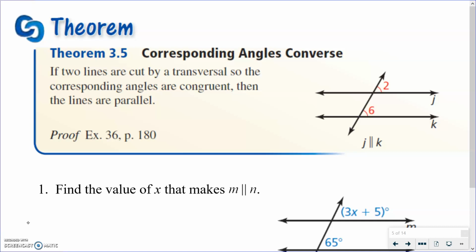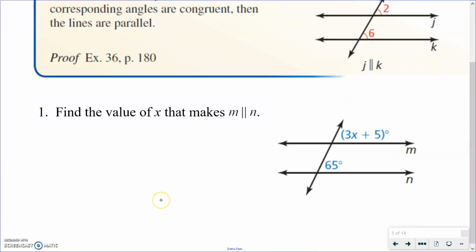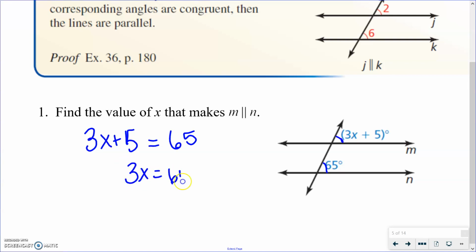Okay, so we're going to say, what value of x would make m and n parallel lines in this example? Well, if m and n are parallel, then these are corresponding angles, which means they need to be congruent to make m and n parallel. So we're going to set them equal because angles that are congruent are equal. And so 3x plus 5 needs to be equal to 65. Then I can solve that and I get 3x equals 60. Divide by 3, I get x is 20. So the value of x that makes m and n parallel, because those would be corresponding angles, is 20.